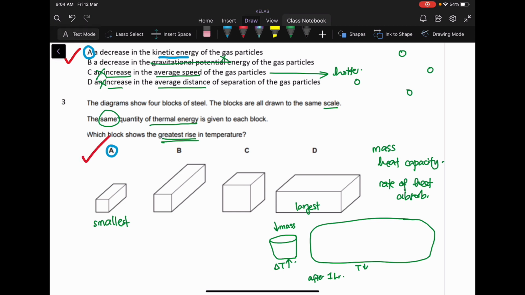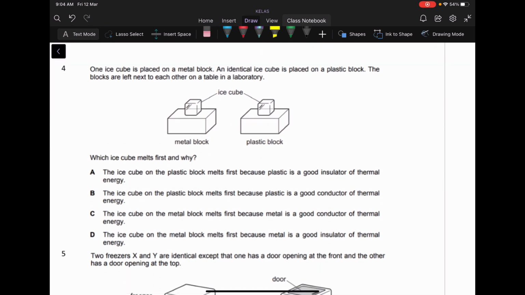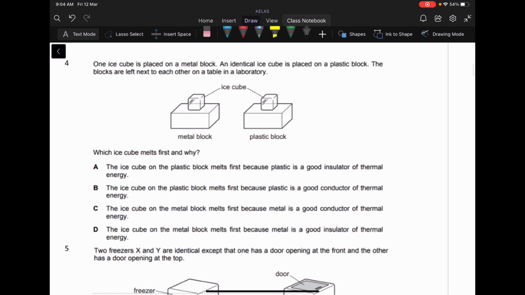Let's move on to the next question. One ice cube is placed on a metal block. An identical ice cube is placed on a plastic block. The blocks are left next to each other on a table in a laboratory. Which ice cube melts first and why? This one is very easy. This is about heat transfer. We have different materials here: one is a metal block, one is a plastic block.